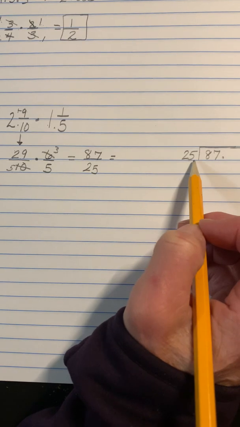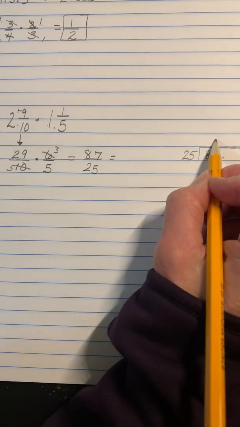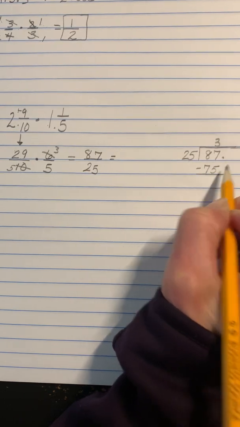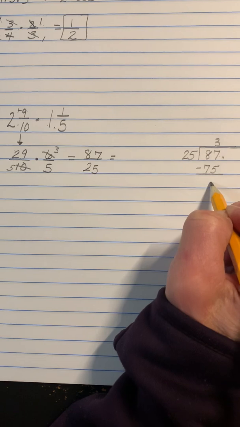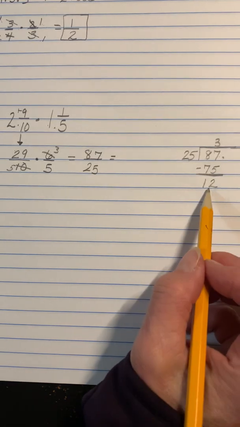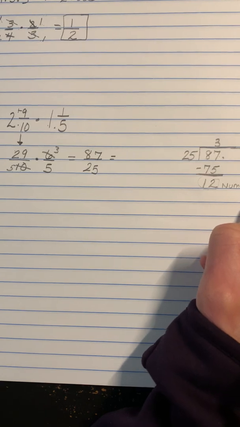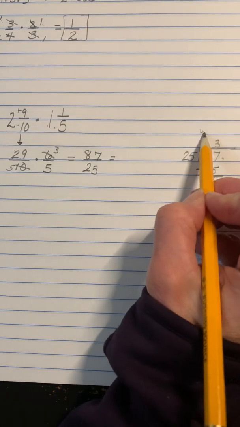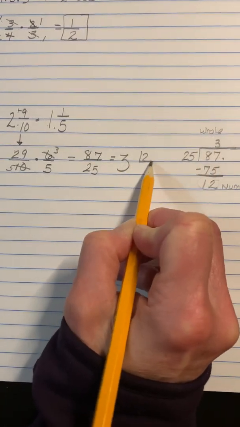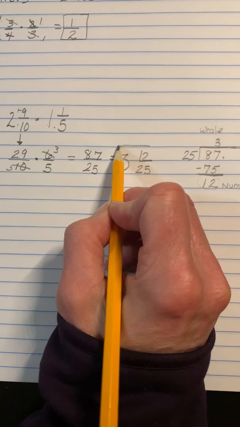25 times 2 is 50. 25 times 3, yeah, that would work. Let's do 25 times 3, so that's 75. And then you subtract. 7 minus 5 is 2. 8 minus 7 is 1. I'm done, okay, because now I'm going to take it into a fraction. This becomes my new numerator. And my denominator always stays the same. This is my whole number, okay? So it's going to be 3 and 12/25ths. And 12/25ths can't go any simpler than that. You're done. And there's no negatives.